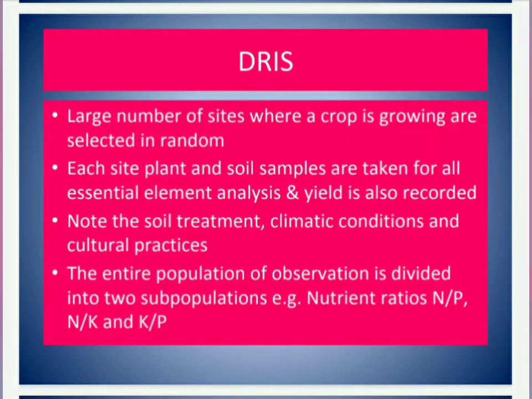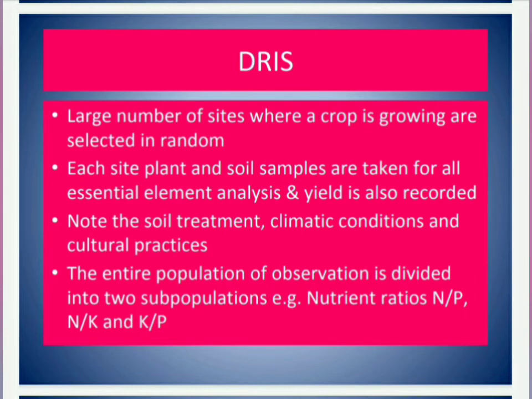Establishment of DRIS norms. A large number of sites where a crop is growing are selected at random in order to represent the whole production area of a country, state or district. At each site, plant and soil samples are taken for all essential element analysis. Other parameters likely to be related directly or indirectly to yield are also recorded. In addition, details of soil treatments like fertilizer, herbicides, etc., climatic conditions, rainfall, temperature, cultural practices, and any other relevant information are recorded and stored in a computer.